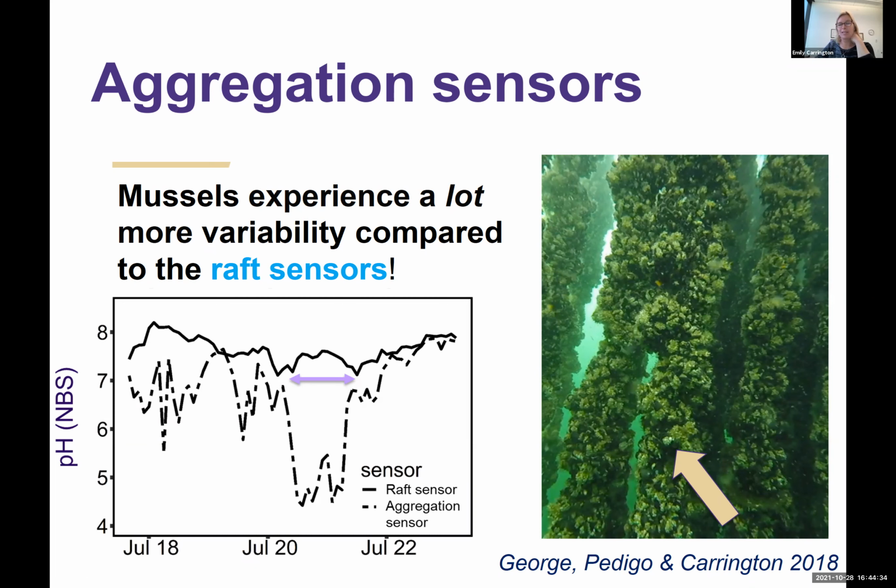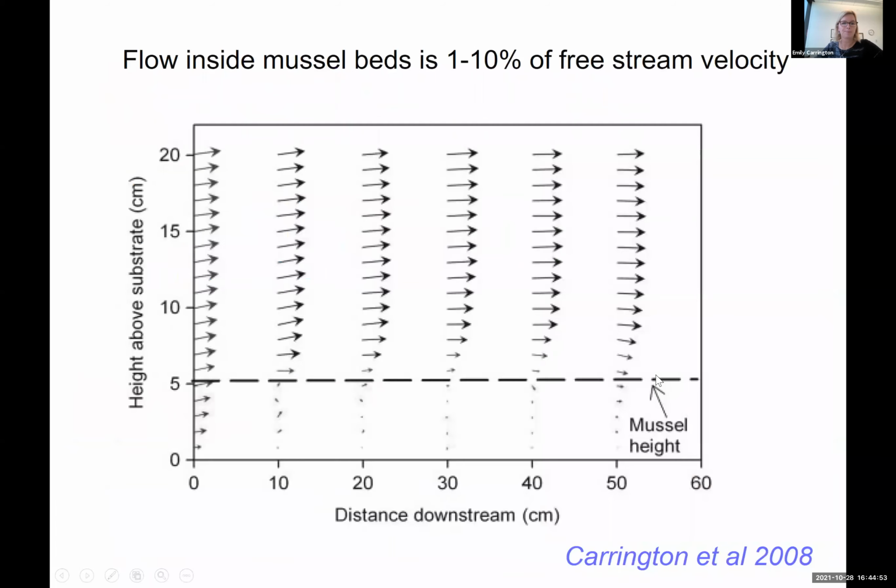What this tells me is that using buoys from several meters away to predict water conditions near these animals is going to be a really difficult challenge. We need to know more about what's causing these small scale variations. So I got back to my roots to think about what's causing that. And now we get back to thinking about flow again.